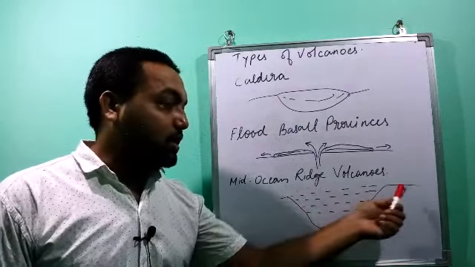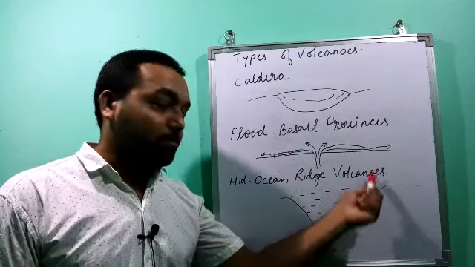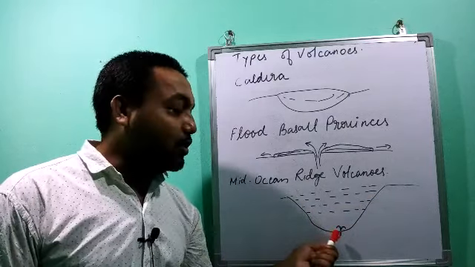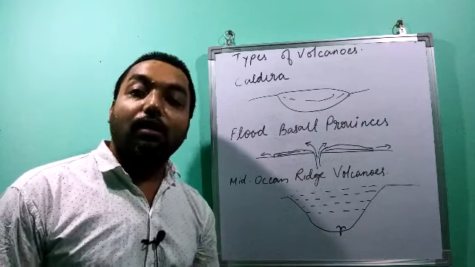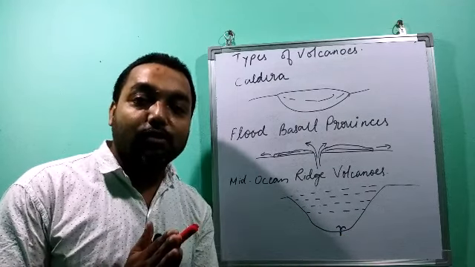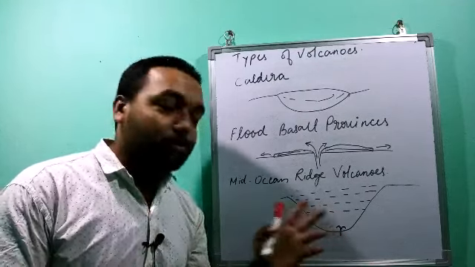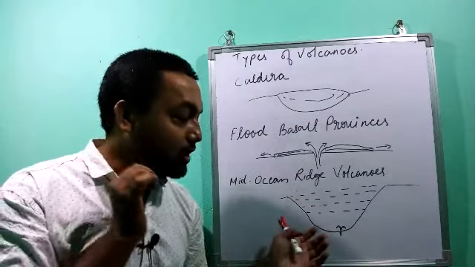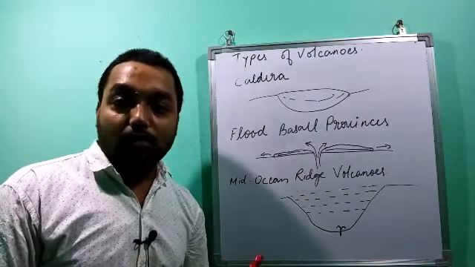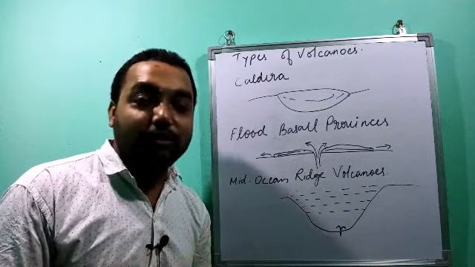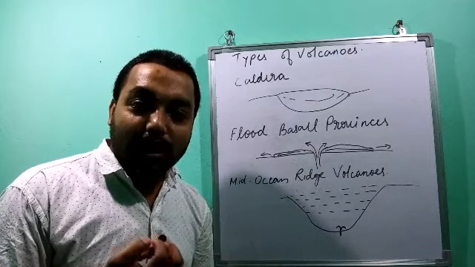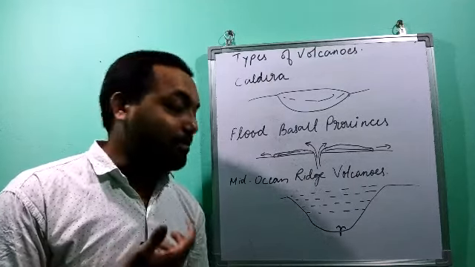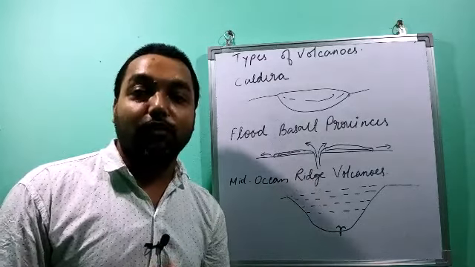Suppose this is the surface of the earth, and this is the ocean. There are some volcanoes that are below the ocean, at the center of the ocean, you can say. These volcanoes erupt at the bottom of the ocean. During this time some amount of earthquake or tsunami may also take place because of the eruption of this volcano.